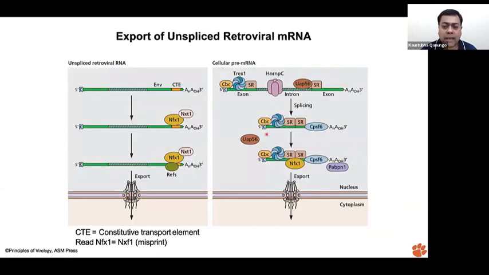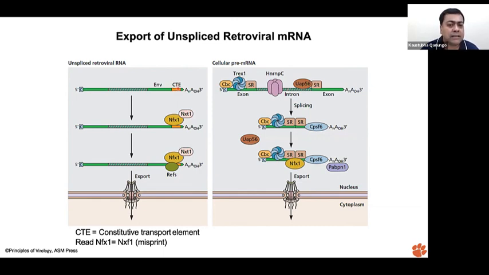So here is the same picture from the previous slide, the export of the cellular mRNAs. Here you have an unspliced retroviral RNA. And remember that this is a retrovirus with a simple genome. I just mentioned that clearly in the note: this is not an example of HIV, which is a retrovirus with a much more complex genome. This is a genome of a very simple retrovirus. And what they have is an intrinsic sequence element, which is a constitutive transport element.